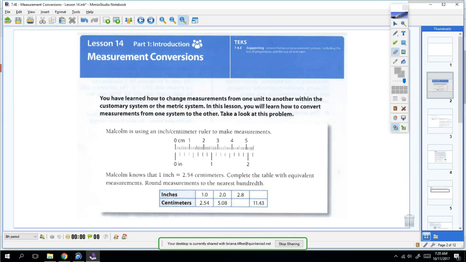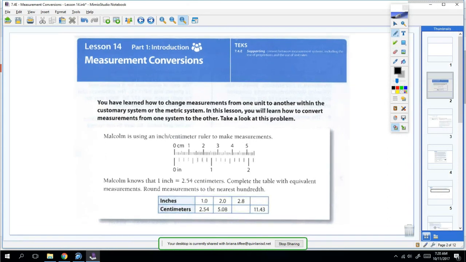Today we're going to be teaching measurement conversions. The one way that we're going to teach measurement conversions is through proportions. So it says Malcolm is using an inch/centimeter ruler to make measurements. Malcolm knows that 1 inch is equal to 2.54 centimeters. So complete the table with the equivalent measurements and round the measurements to the nearest hundredth.